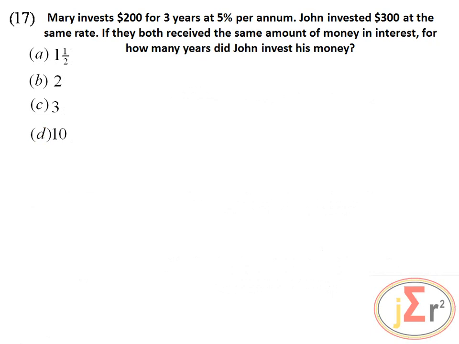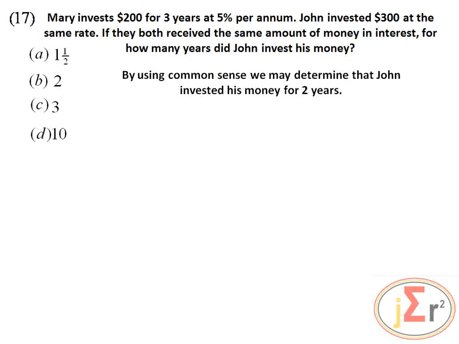Mary invests $200 for 3 years at 5% per annum. John invested $300 at the same rate. If they both received the same amount of money in interest, for how many years did John invest his money? By using common sense, we may determine that John invested his money for 2 years. The correct answer is option B.